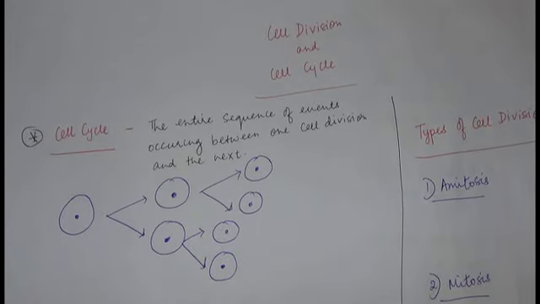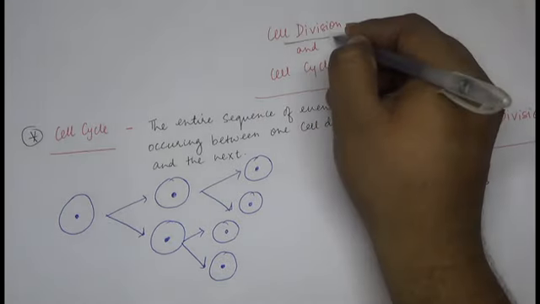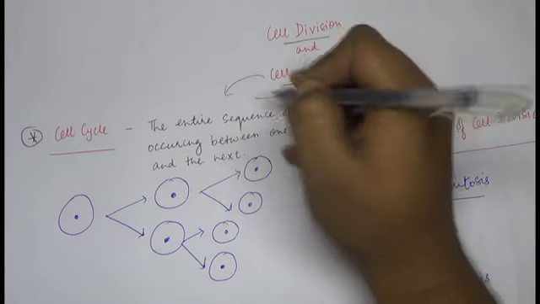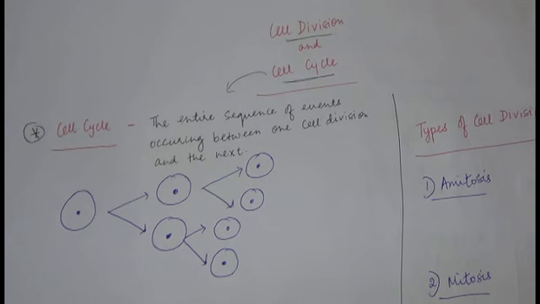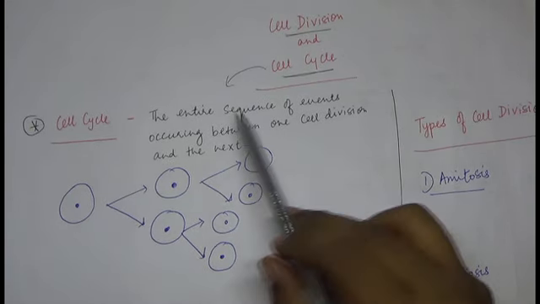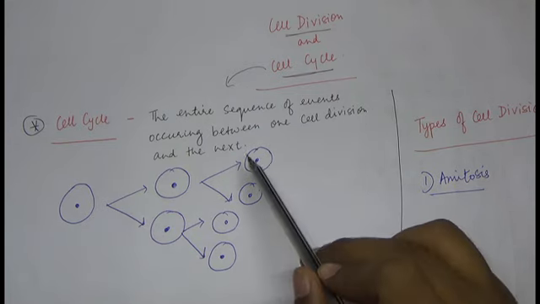Okay, we come to this chapter called cell division and cell cycle. Coming to these two terms, what do you mean by cell division and what do you mean by cell cycle? We'll talk about cell cycle first. Okay, so what is cell cycle? How do we define it? Cell cycle is defined as the entire sequence of events occurring between one cell division and the next.